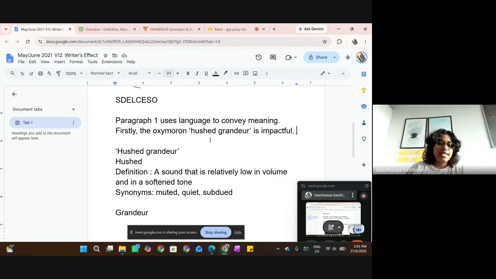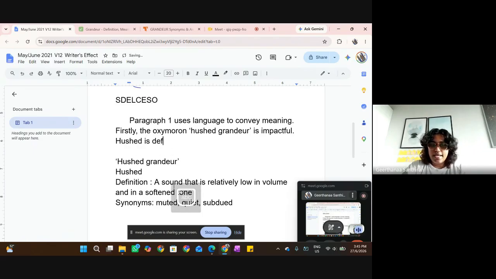And then you go on to explain. And of course, if I'm doing the answer paragraph, I will indent. So I'll start a bit more to the right. Okay, so let's look at what we're working with. Definitions, you can just say that, hey, this is the definition for hush. This is the definition for grandeur. So you can just do that. Hushed is defined as, or means this, right? Hushed is defined as a sound that is relatively low in volume and in a softened tone. Okay.